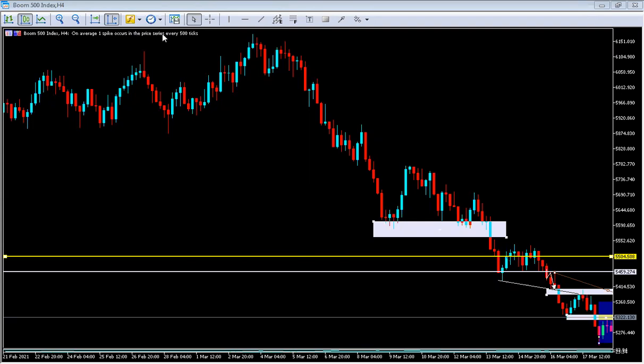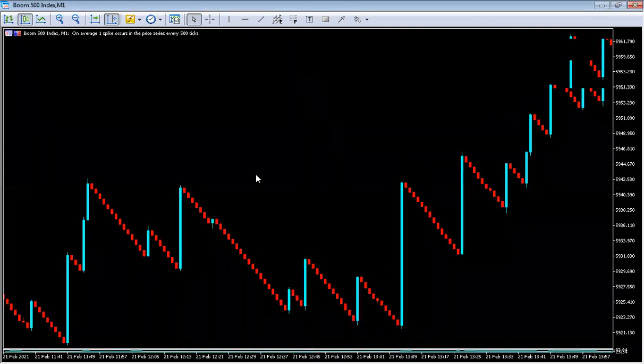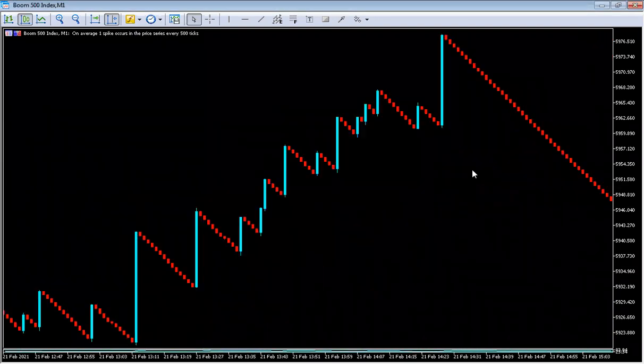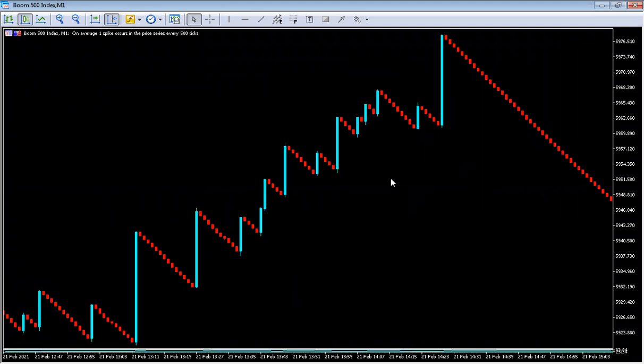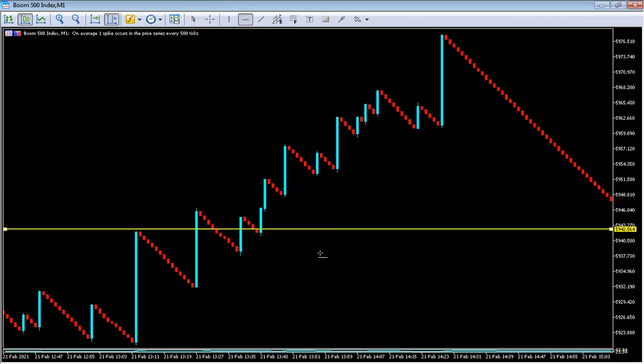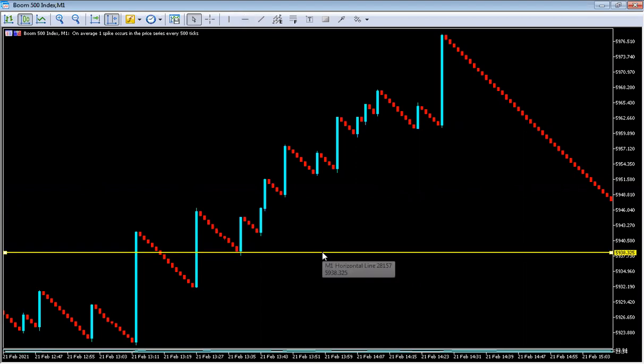But if I'm on the 1 minute time frame, I wouldn't be able to really figure out where this market wants to go to. But I can actually use normal support and resistance to figure out where another spike can take place.